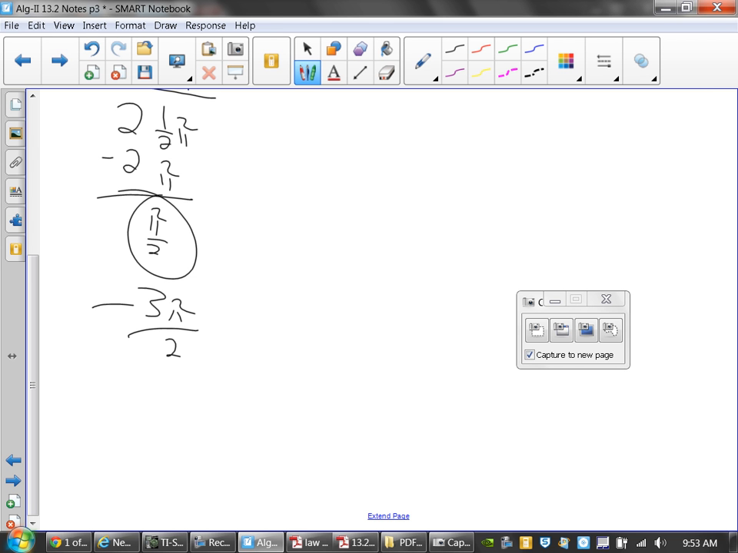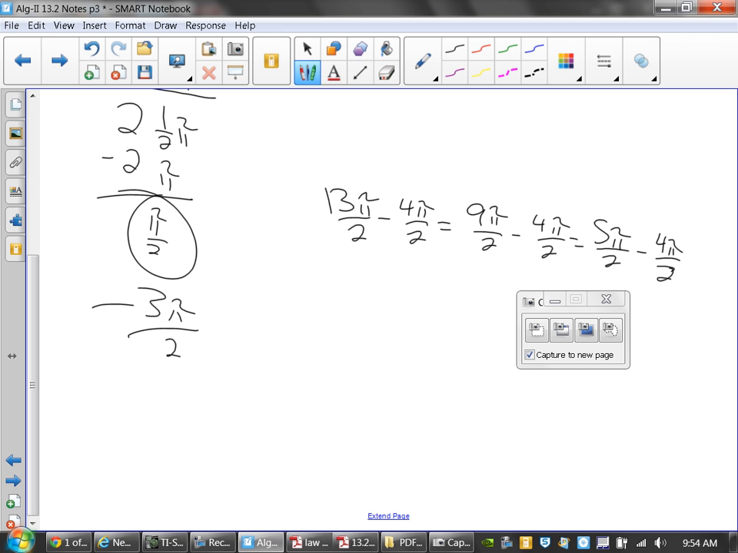Another thing you could always do is work with common denominators. If you're looking at it in terms of the pi, it was 13 pi over 2. If I want to subtract 2 pi, that would be 4 pi over 2, the same thing as 2 pi. If I subtract 4 pi over 2, I get 9 pi over 2. Subtract it again, I get 5 pi over 2. Subtract it again, I get pi over 2. And that's within 1 revolution.